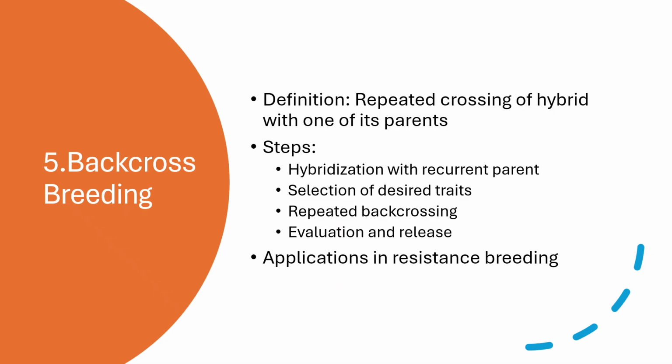Backcross breeding. Repeated crossing of hybrid with one of its parents. Hybridization with recurrent parent. Selection of desired traits. Repeated backcrossing. Evaluation and release. It is used to transfer a specific resistance gene from a donor parent into a well-adapted variety by repeated backcrossing while retaining the desirable traits of the recurrent parent.